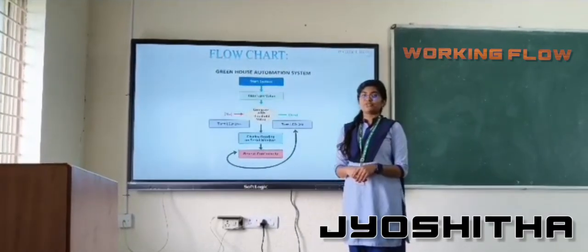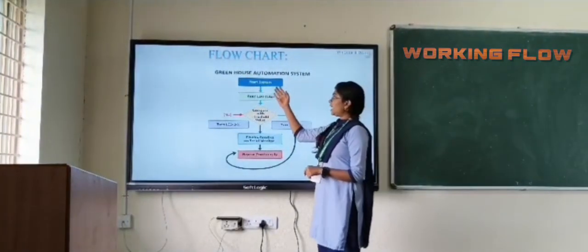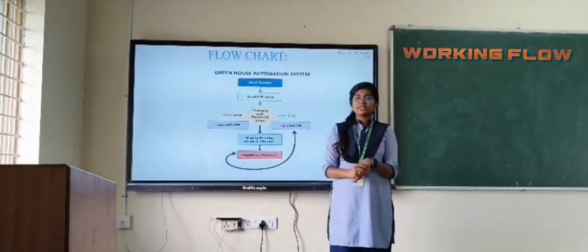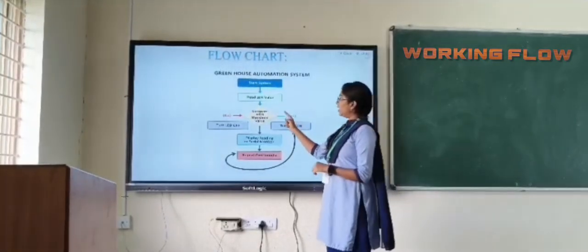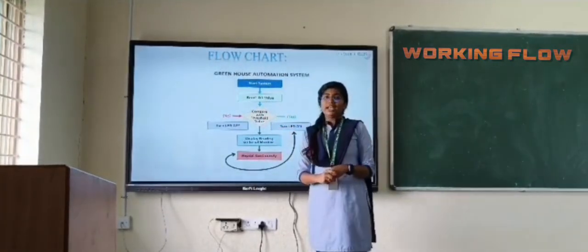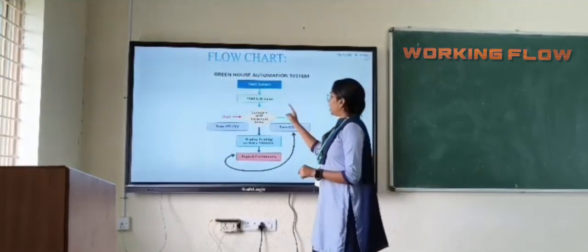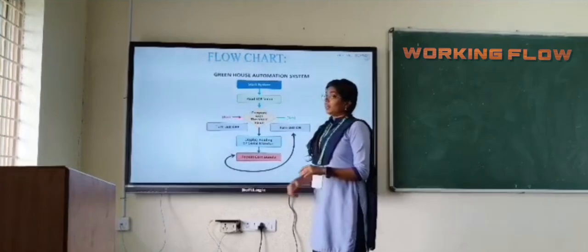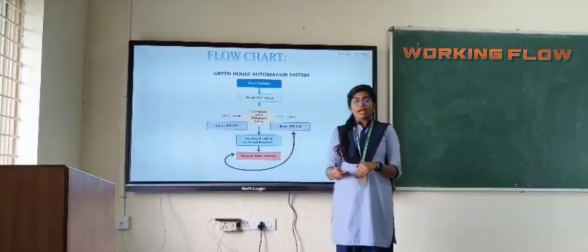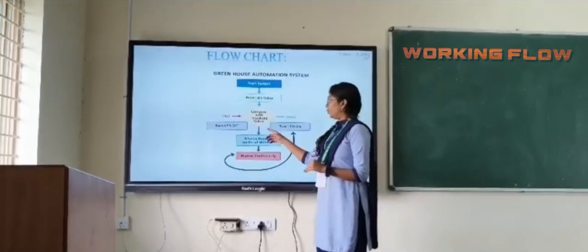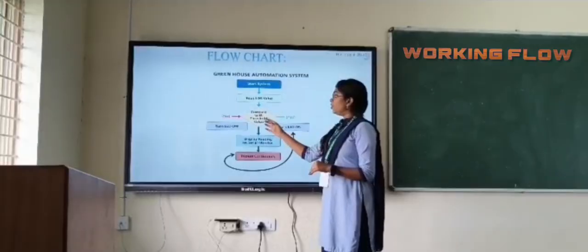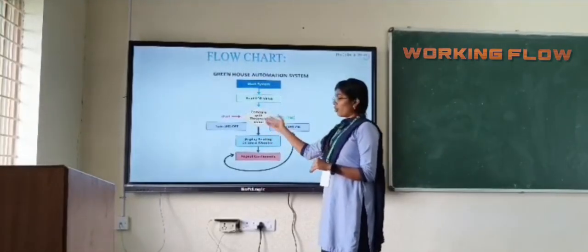Now let me tell about the flow of the project. We start where the ESP32 starts the work and then reads the LDR value. The LDR value will be read by the LDR sensor. Then the current value is compared with the threshold value. Then it takes the decision to turn the LED on or off.